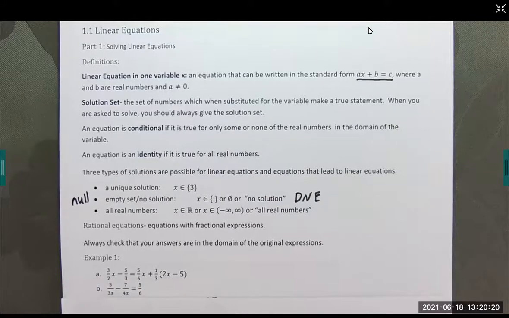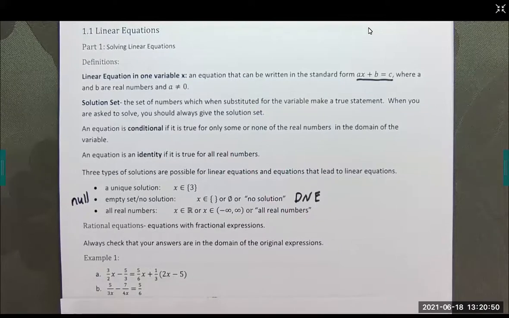Solution set is the set of numbers which, when substituted for the variable, make a true statement. And we'll see examples of that in just a moment. When you are asked to solve, always give the solution set. An equation is conditional if it is true for only some or none of the real numbers in the domain of the variable. An equation is an identity if it is true for all real numbers, and we have an example of that coming up in just a moment.